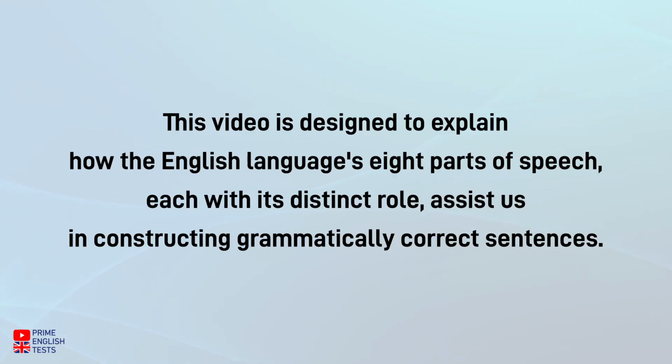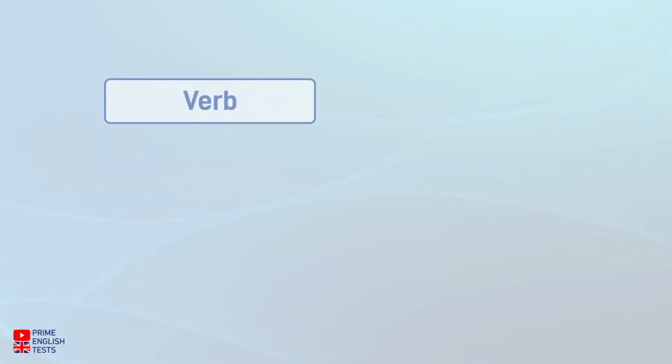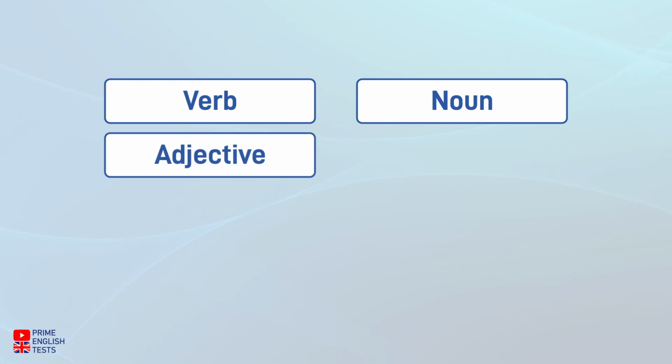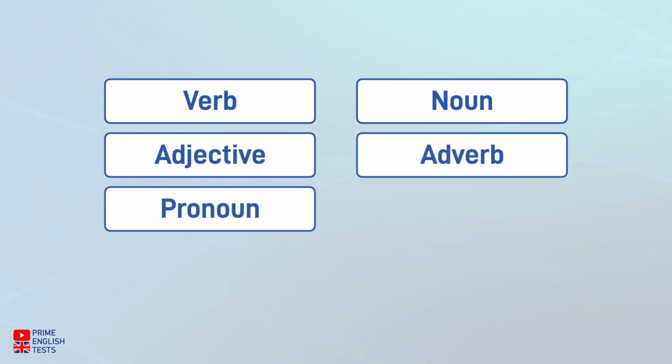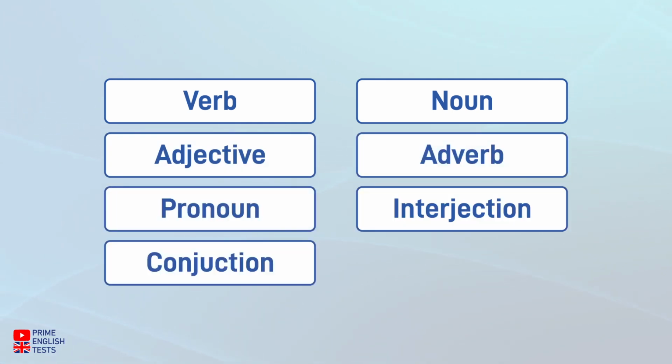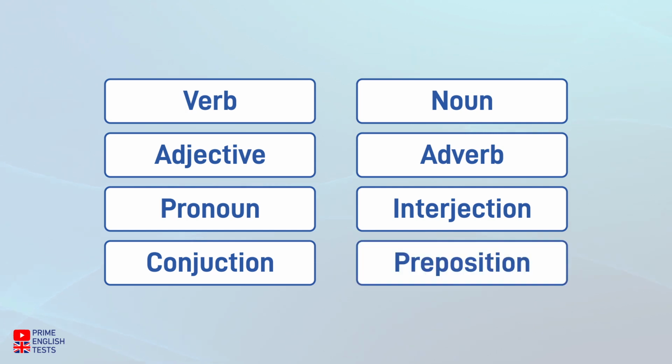This video is designed to explain how the English language's 8 parts of speech, each with its distinct role, assist us in constructing grammatically correct sentences. Verb, noun, adjective, adverb, pronoun, interjection, conjunction, preposition.